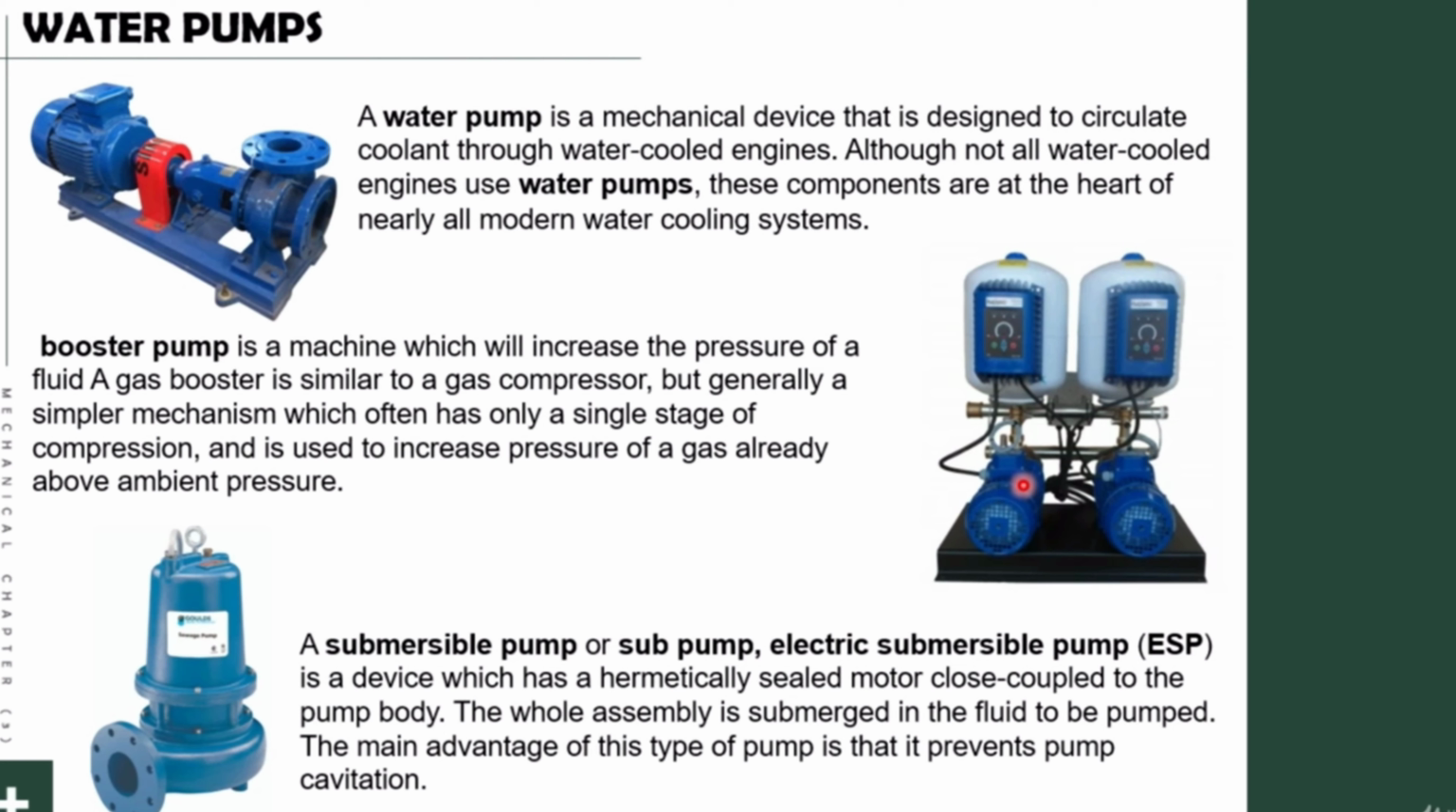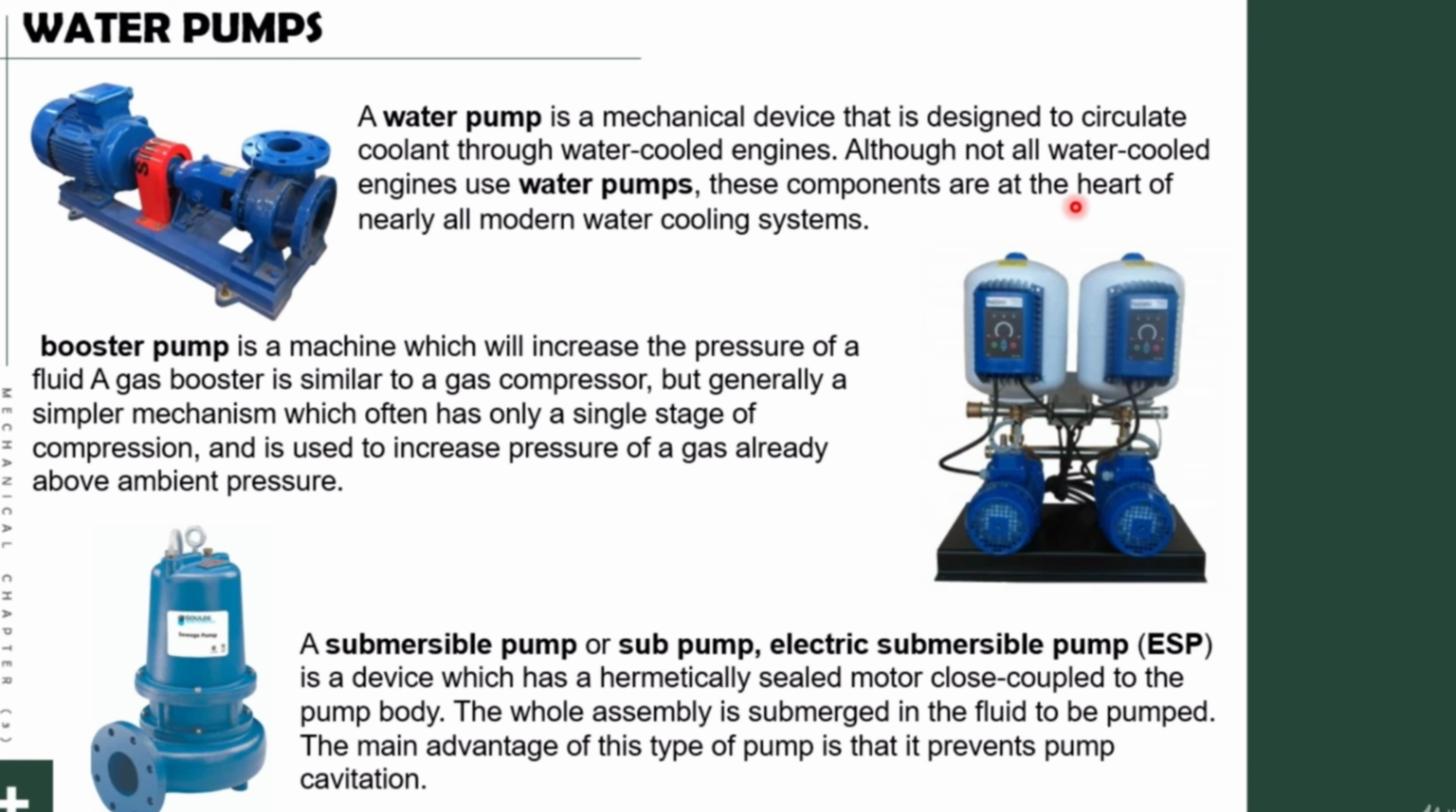Then I will move here to the water pumps. What is a water pump? A water pump is a mechanical device designed to circulate coolant through water-cooled engines. And what are the types of water pumps? There are two common, popular systems which are used in construction projects. The first type is called a booster pump, and the second type is called a submersible pump.